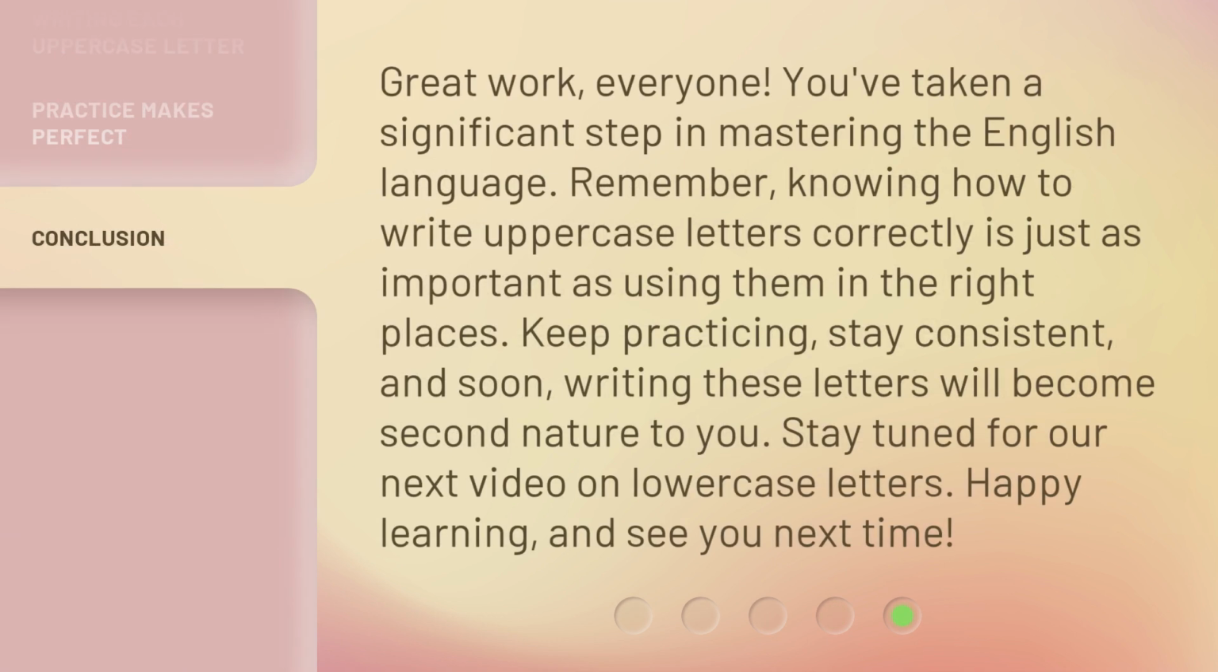Great work, everyone! You've taken a significant step in mastering the English language. Remember, knowing how to write uppercase letters correctly is just as important as using them in the right places. Keep practicing, stay consistent, and soon, writing these letters will become second nature to you.